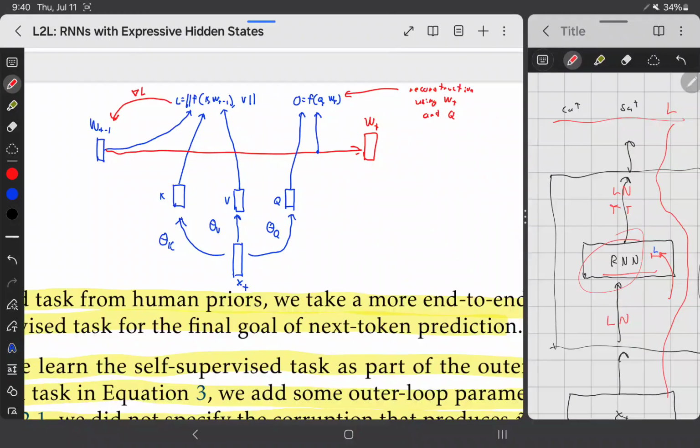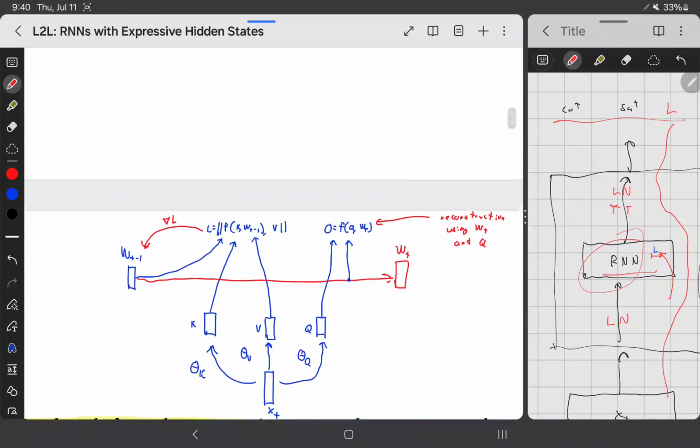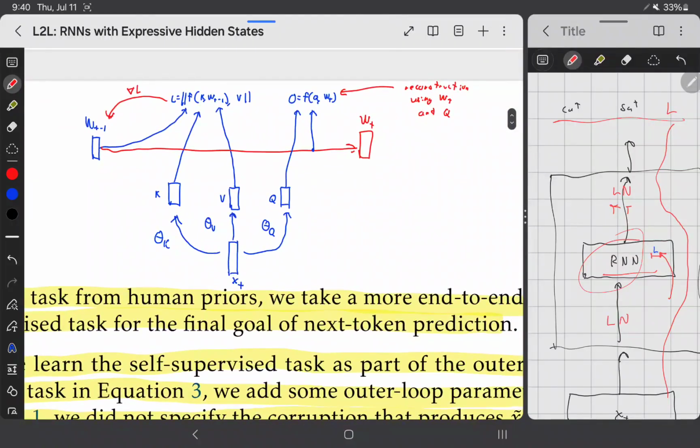And what we do is we project this using our outer loop parameters, our theta parameters, to our queries, keys, and values. It's actually written here as k, v, and q. So the first thing we do is, now that we have these down projections here, so this will be of dimension d, this will be of dimension e less than d, so that it learns to reconstruct stuff.